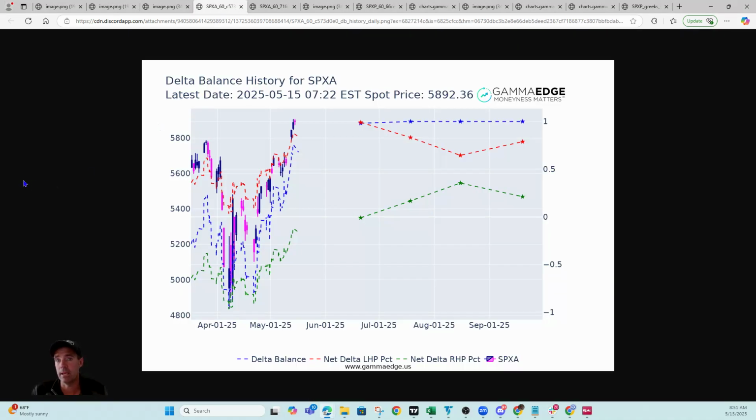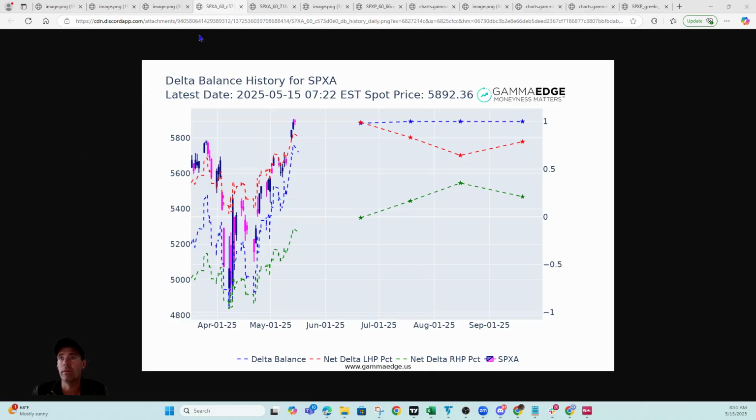Moving on to the SPXA. Delta balance history, again noting that anything above zero indicates that call speculators are in control of the overall market. The green is our right hand plane above spot price, the red is the left hand plane, and the blue is the delta balance. So staying above zero again indicates, out in time, that market participants are participating with out of the money call speculation. Note that the green line continues to climb even though we just turned down a little bit, and the blue and red lines continue to the upside and stay above zero.